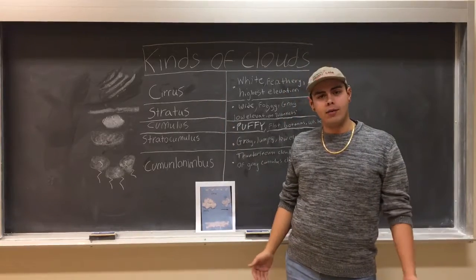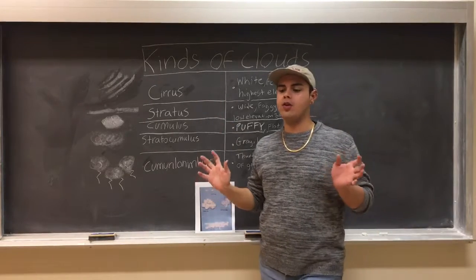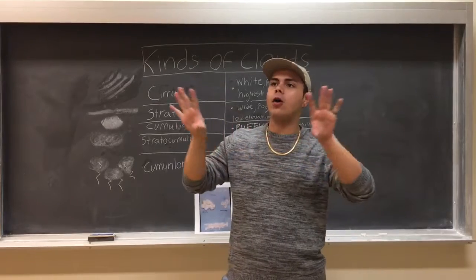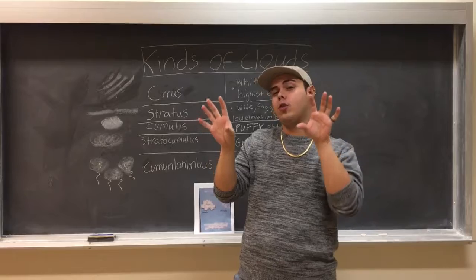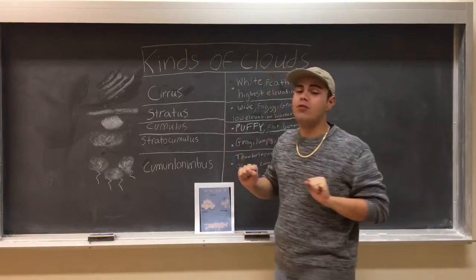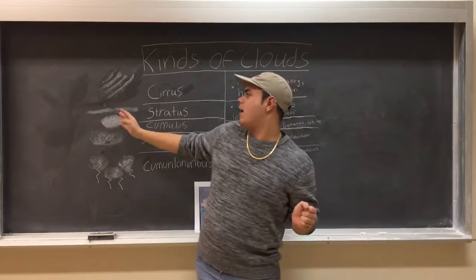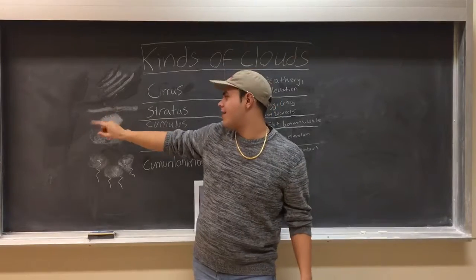And then we've got stratus clouds, which are, imagine a sort of blanket of fog in the sky, grayish, and at a lower elevation than most other clouds, and that's your stratus. I know this isn't a great depiction, but it looks kind of like this.